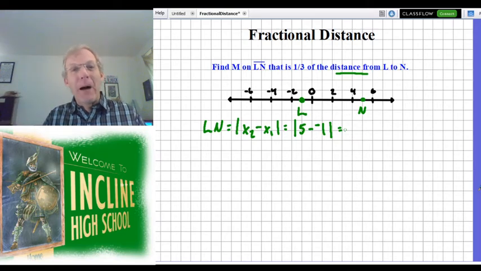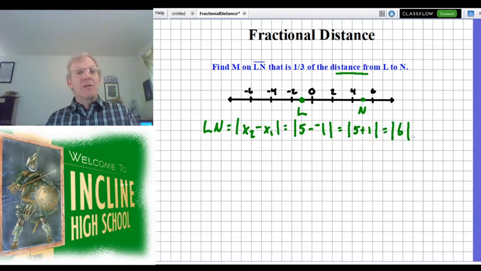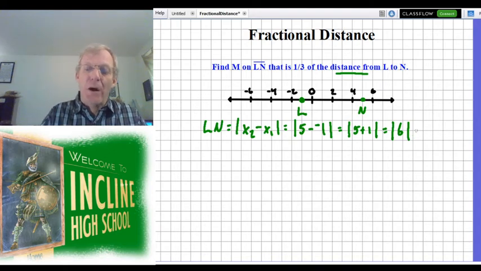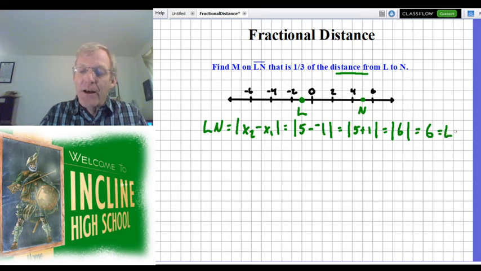So 5 minus -1, remember minus negative becomes plus. So this would be the absolute value of 5 plus 1, which is the absolute value of 6. The absolute value, recall, makes the number positive inside. The technical definition is it's the distance from the origin, or how far away from 0 it is. So 6 would be 6 units away from the origin. So 6 is our distance LN. So that's part way there.